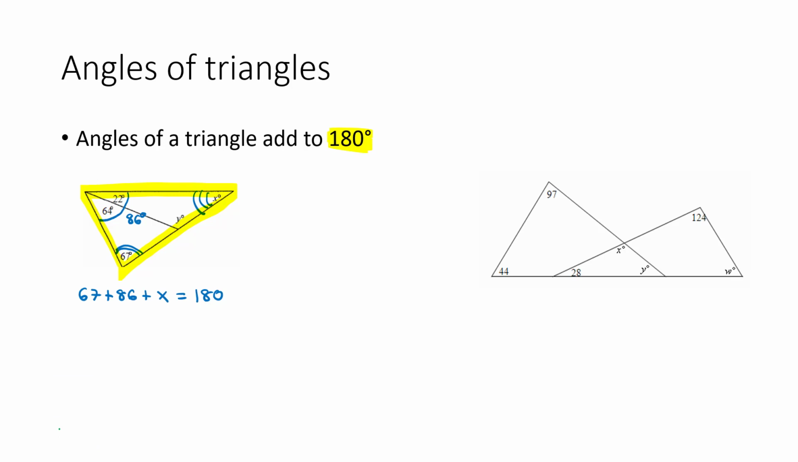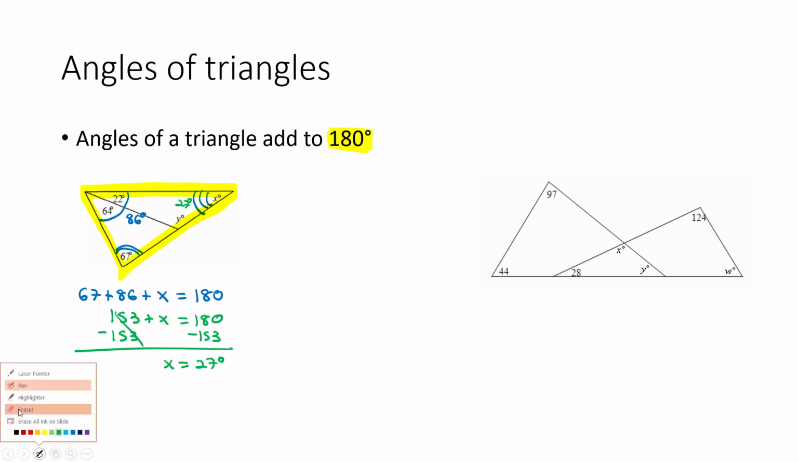And so to solve, first we'll combine 67 plus 86. That's 153. Plus x has to equal 180 degrees. Well, to get the x alone, we'll just subtract 153 from both sides. And now x is equal to 27 degrees. So x is a 27-degree angle. But we're not done yet because we've still got to figure out what y is.